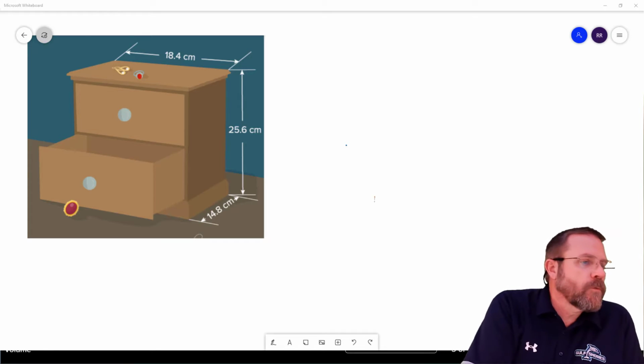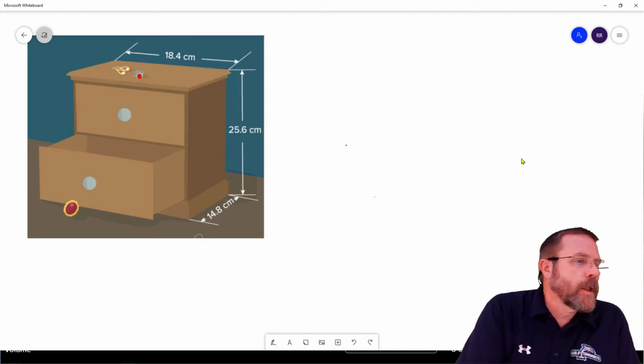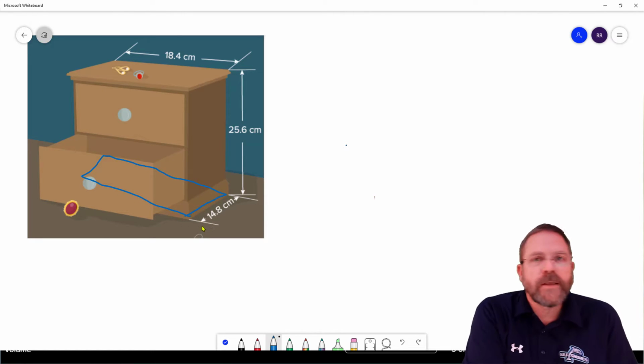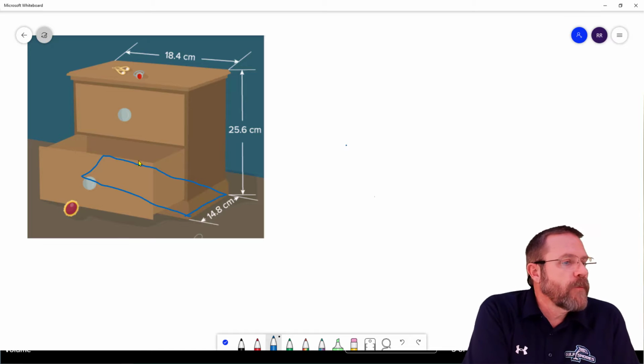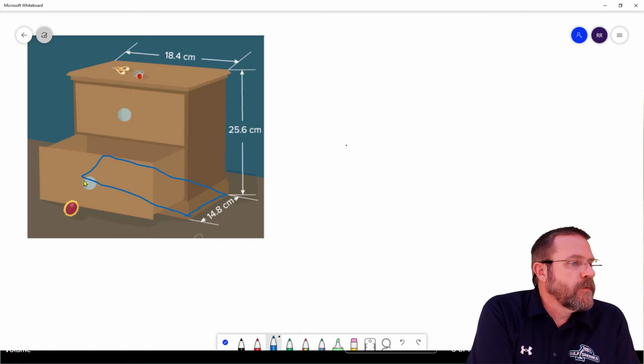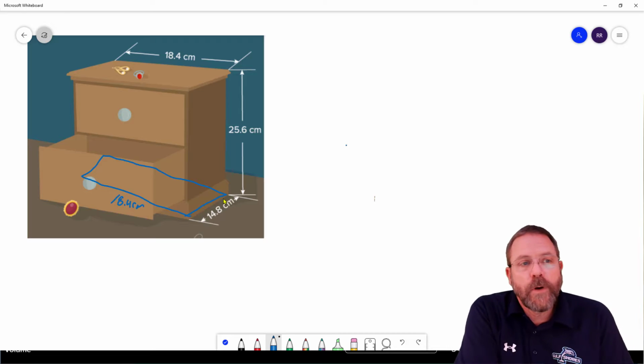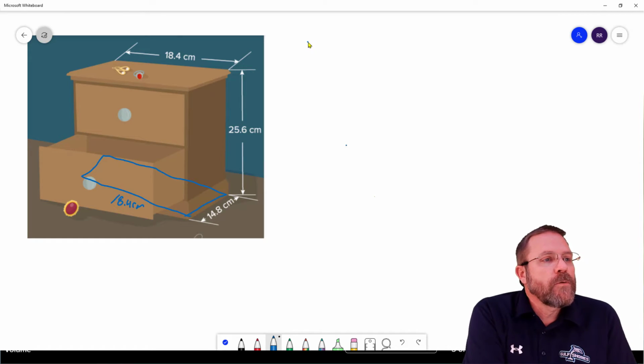Alright, so here's my drawing, and I'm going to come over here and actually draw in a kind of rectangular shape that is going to represent where the base is on that. Now, I know that's not perfect, get over it, but we have a rectangular base, and this distance right here corresponds to that distance right here. So I'm going to have an 18.4 centimeters by a 14.8 centimeters. And then I'm going to use a formula.